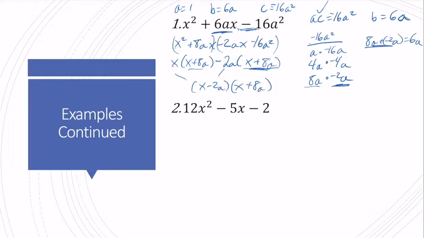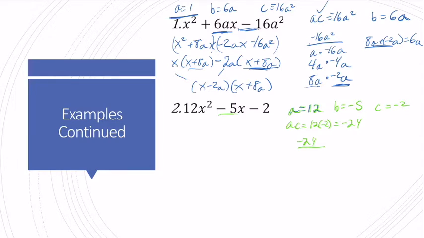Now we're going to try this again. I'm going to show you how it works even if our leading coefficient isn't 1. So in this case, a is 12. Maybe I should switch colors. a is 12, b is negative 5, and c is negative 2. So ac in this case is 12 times negative 2, which gives me negative 24. So I need to find the factors of negative 24 that add up to negative 5.